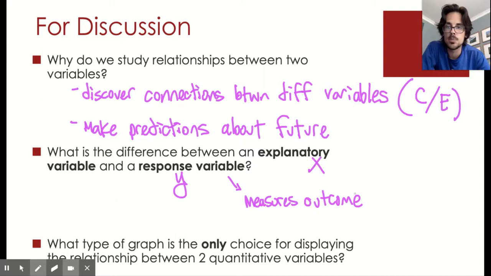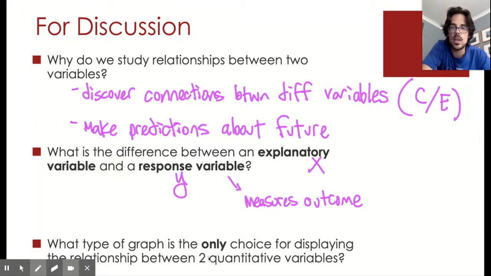And then your explanatory variable, which you can have one or you can even have multiple explanatory variables, are seeking to explain why you're seeing the response that you are. So they're seeking to figure out if they contribute or not to the response variable. But we've talked about those before.